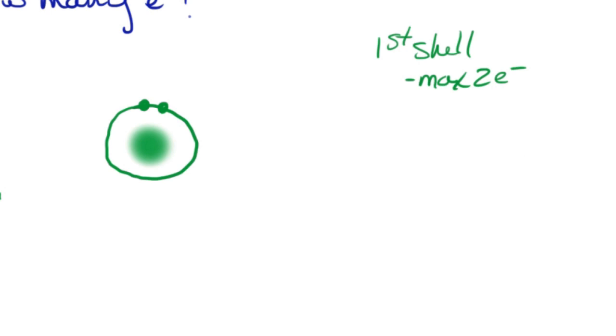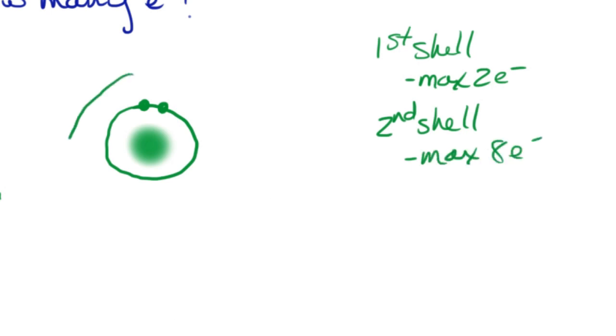Once I've filled up the first shell, then I can move on to the next shell out, which in our case is going to be the second shell. And the second shell, the rule is that it holds a maximum of 8 electrons. And so as I draw this second shell around here, I do have another 6 electrons that I need to put on here, just due to the fact that oxygen has a total of 8. And so I'm going to be able to fit the rest of them in this second shell.